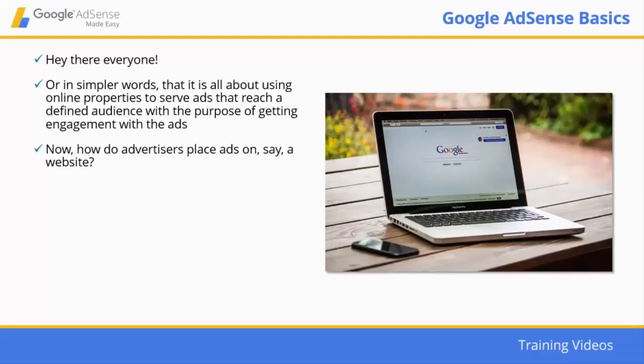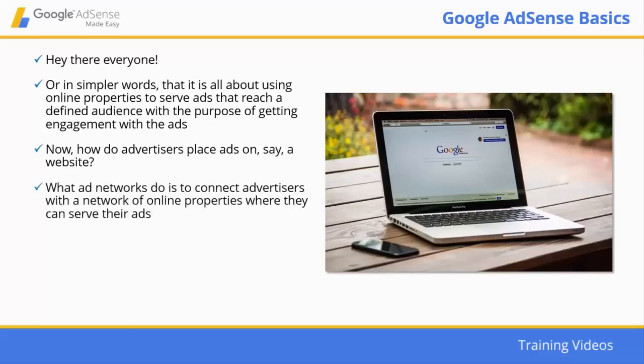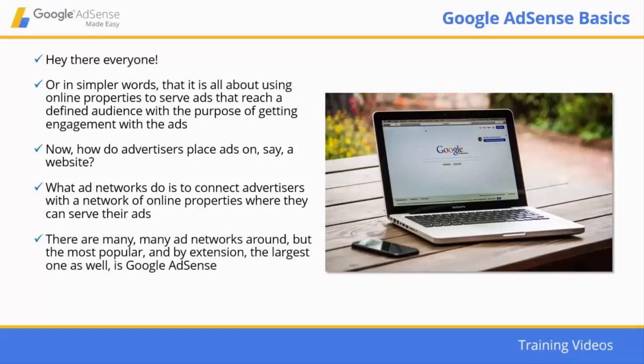The simple answer is they sign up to an ad network, which works as a middleman between advertisers and publishers. What ad networks do is to connect advertisers with a network of online properties where they can serve their ads, as well as to add online properties to those networks through publishers and content creators. There are many ad networks around, but the most popular, and by extension the largest one as well, is Google AdSense. And because of that, it is an advertising platform full of unique features and peculiarities.